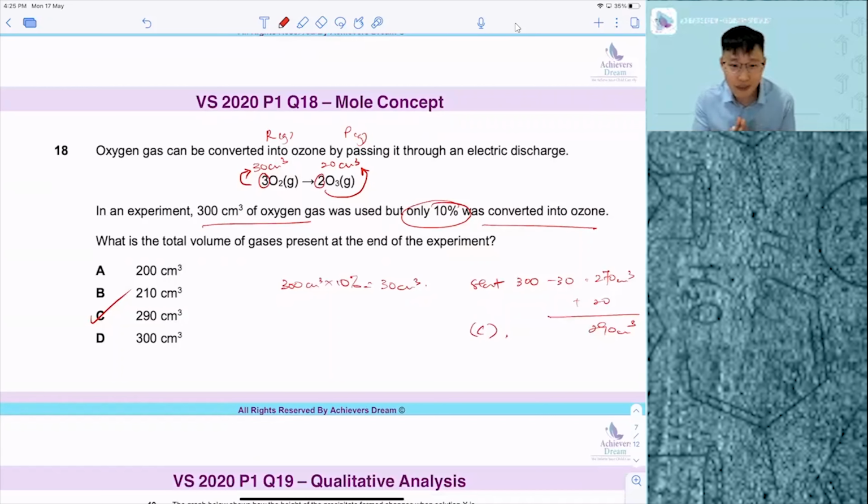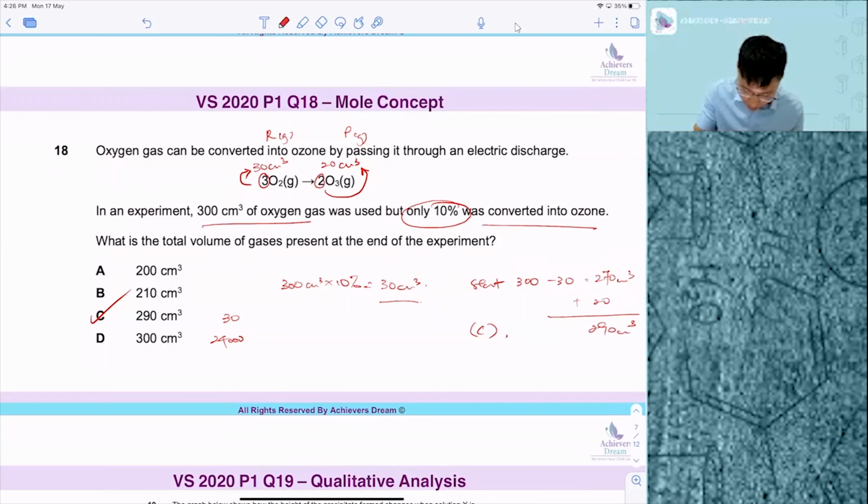Then some of you might even ask, hey, can I actually use the mole concept method? Whereby I take from 30, divide by 24,000. Let me show you this way. The way that I've just shown you is actually a shortcut. So if you divide by 24,000, yes, you can. Then you need to divide by 3.